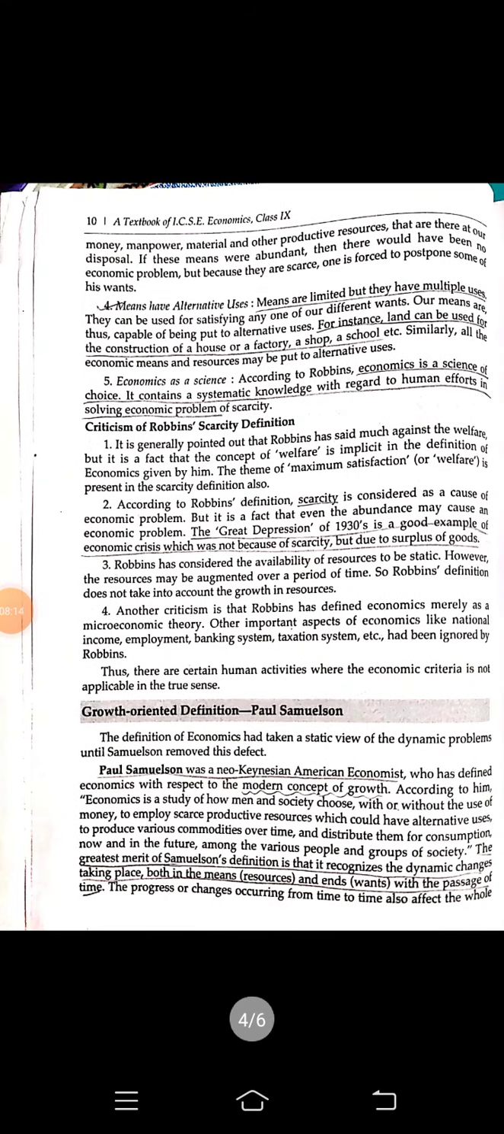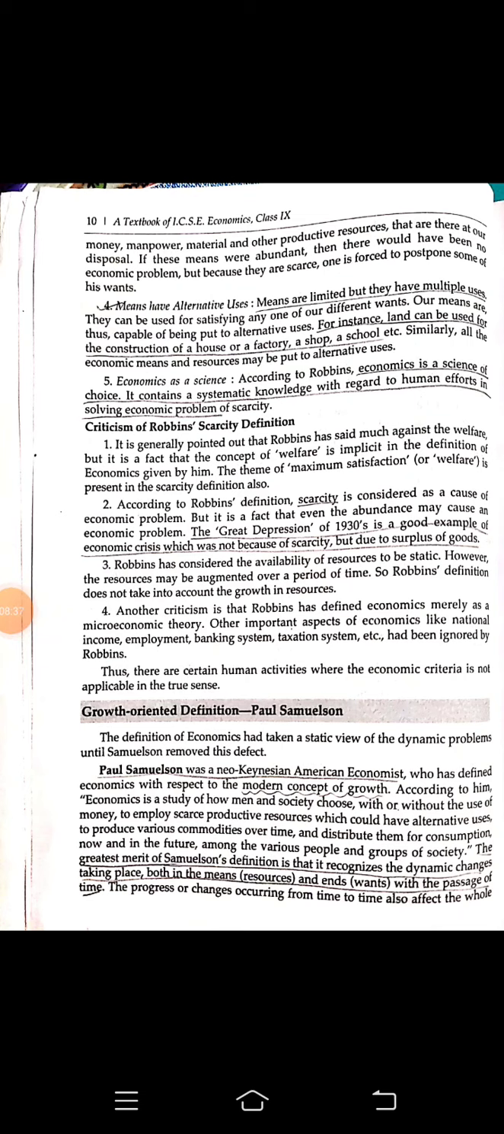Robbins has also added that the means or the resources have multiple uses. For example, land. If you buy a piece of land, somebody can think that that person is going to cultivate. Maybe another person is going to think that if he or she gets the same piece of land, that person will make a house. Or maybe a third person will try to make a school.